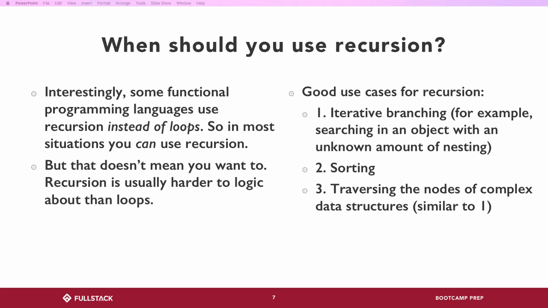But a lot of times, recursion is good for traversing nodes of complex data structures, so you have super nested objects, or you are branching and you want to iteratively go into branches of a data structure. Also, sorting in recursion is really well done. There are some really nice cases where recursion is the best answer. Some functional programming languages use recursion instead of loops. So you won't have a for loop, you'll call itself.